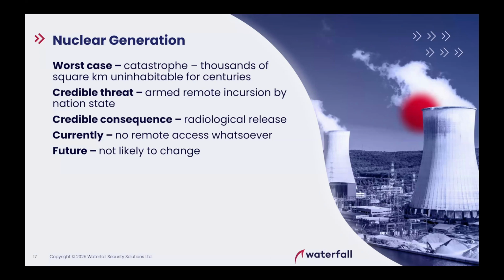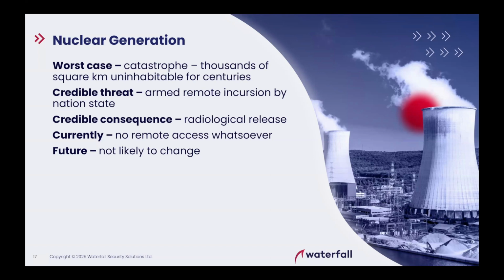Chernobyl went up, and thousands of square kilometers of territory have become uninhabitable for centuries. That's a catastrophe. That's the worst case. If the worst possible thing happens, if every control system is deliberately misoperated in the worst possible way, overriding all of the safeties, that's what happened at Chernobyl.